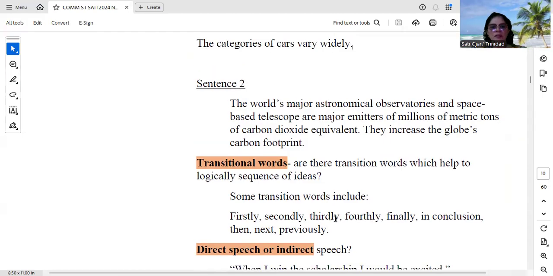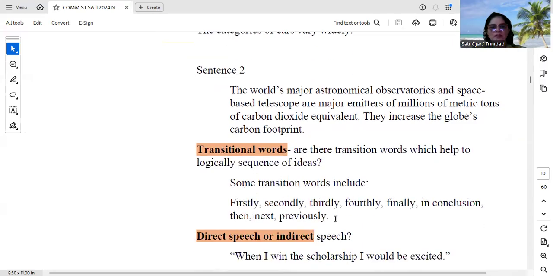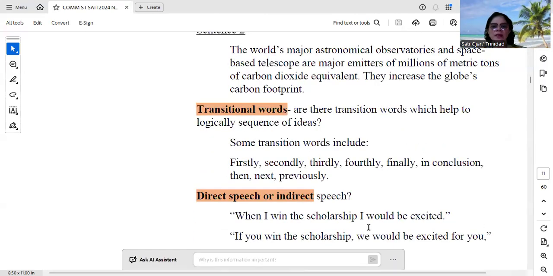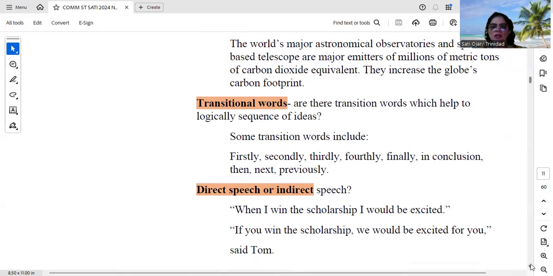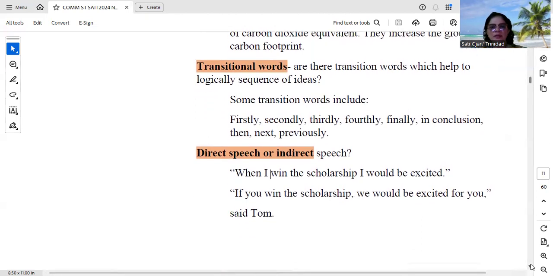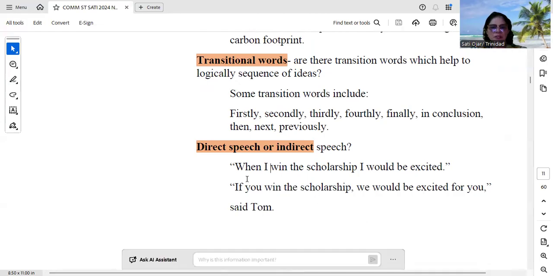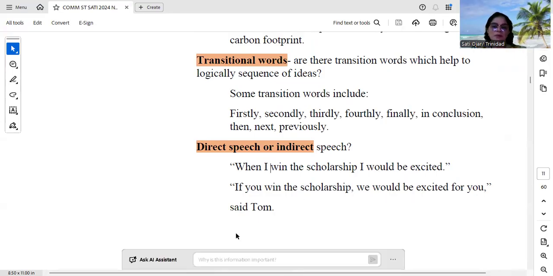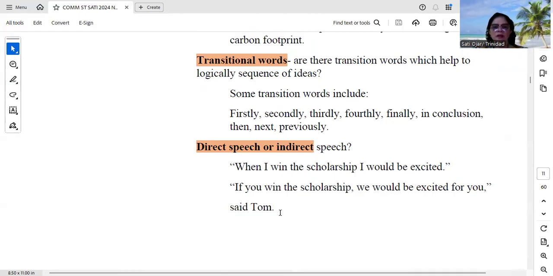So far we've looked at sentence structure and transitional words. Now we are going to look at direct speech or indirect speech. Does the piece have direct speech? "When I win the scholarship, I would be excited," right? This is an example of direct speech. "If you win the scholarship, we would be excited for you," said Tom, right? This is an example as well.